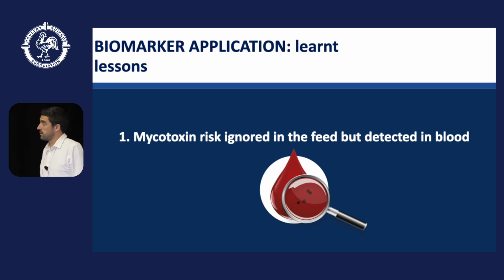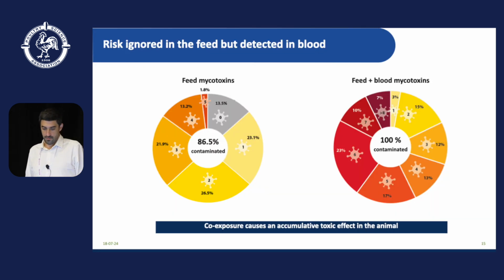First of all, the mycotoxin risk ignored in the feed, but detected in the blood. So here, first of all, we can see the number of mycotoxins detected in the feed analysis alone. Even some samples were clean, no mycotoxins detected. So the farms from these collected feed samples could think that there is no mycotoxin risk in their farms because the feed analysis is clean.